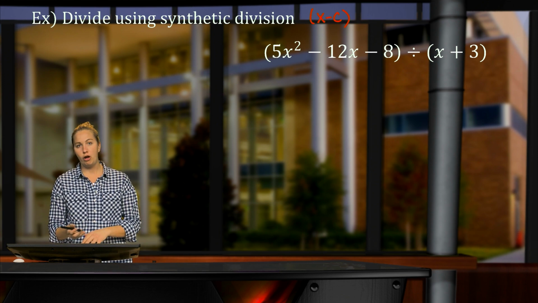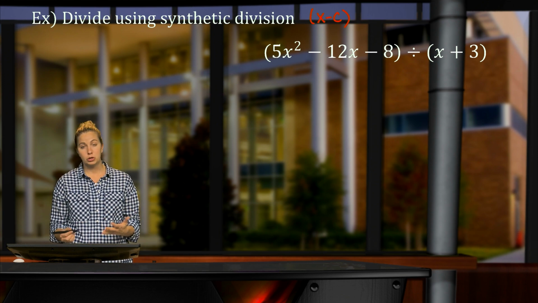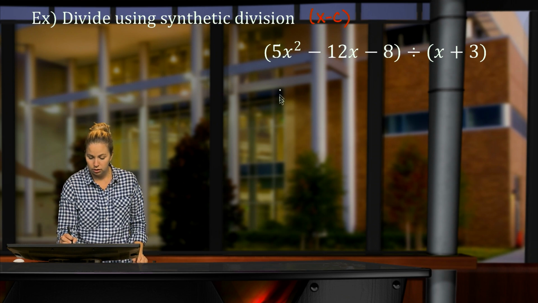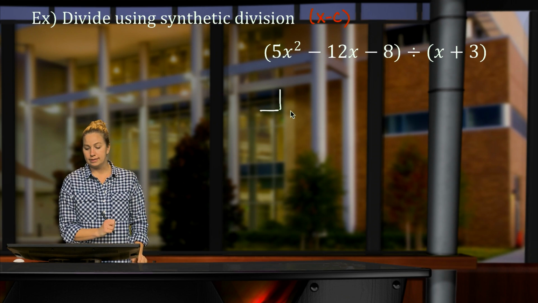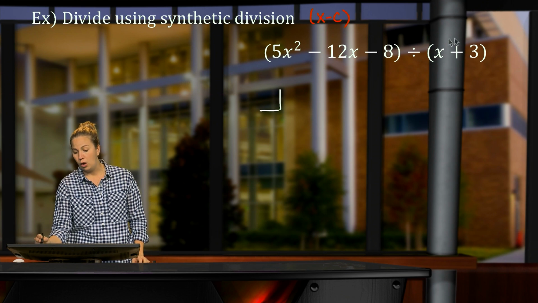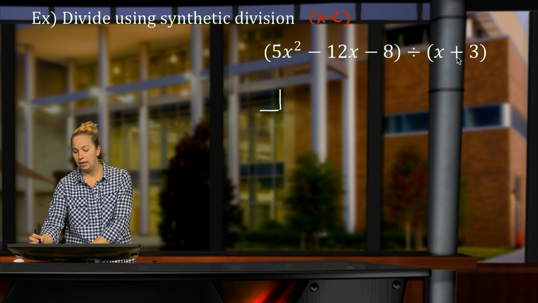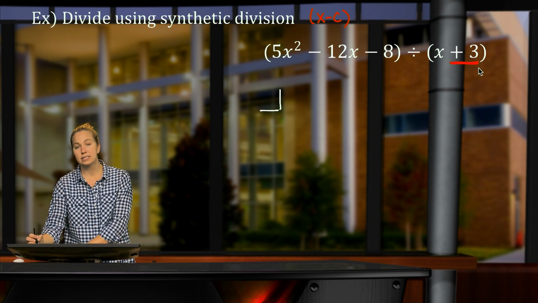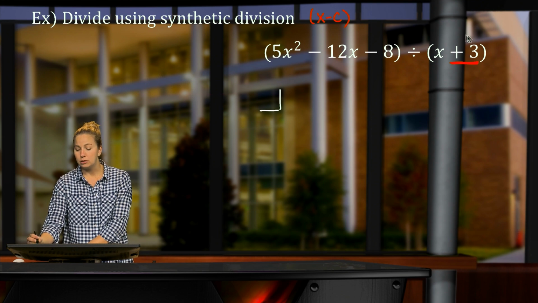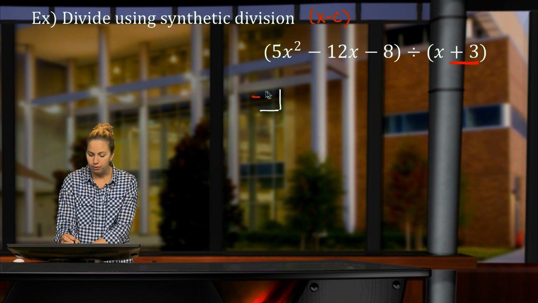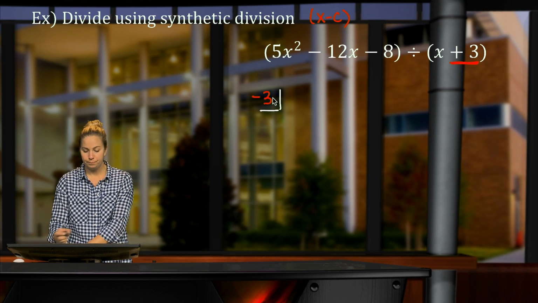So if you recall from your lecture video, when we're setting up for synthetic division, we have our little box that we put our value of c in. Now, if you're looking at your divisor, this value right here is going to help you identify c, but it's always going to be the opposite of this value. So it's going to be negative 3 in this problem.